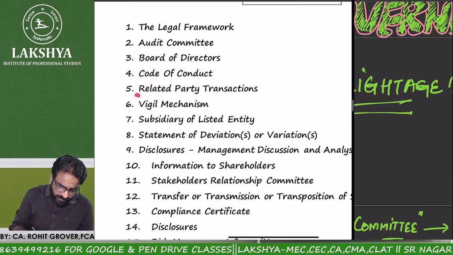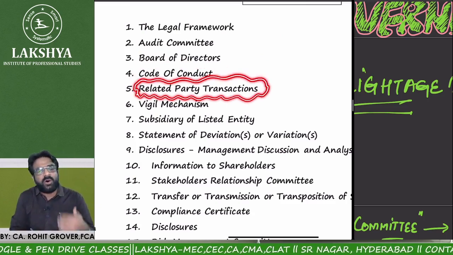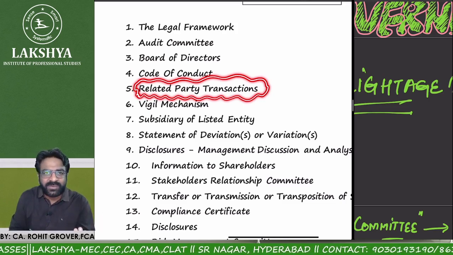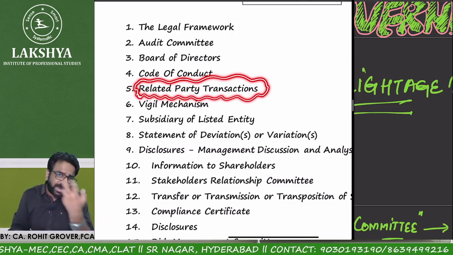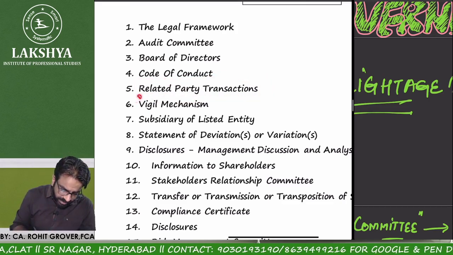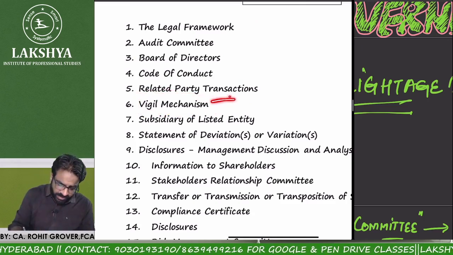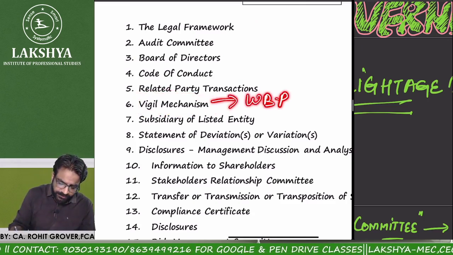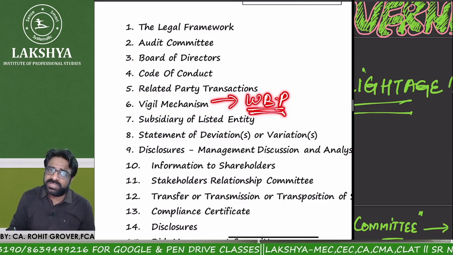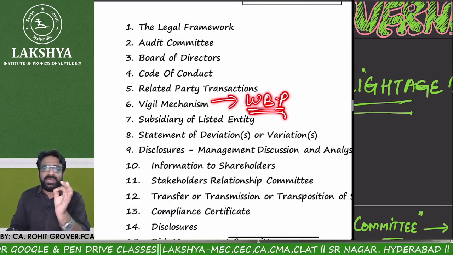After that, we'll understand the listed companies' requirements in relation to related party transactions: how they have to identify, how they have to disclose, where they have to disclose, in which manner, and within what time period. Then we'll have a little discussion on the vigil mechanism, a very small topic, also known as the whistleblower policy. I hope you already understood this concept while doing Section 177 of the Companies Act in your intermediate IPCC level.